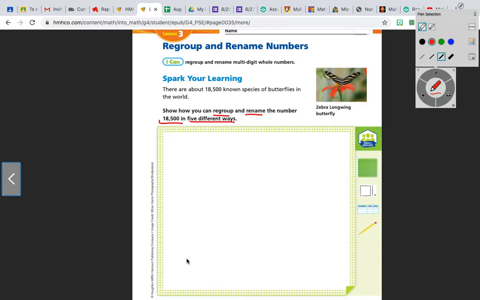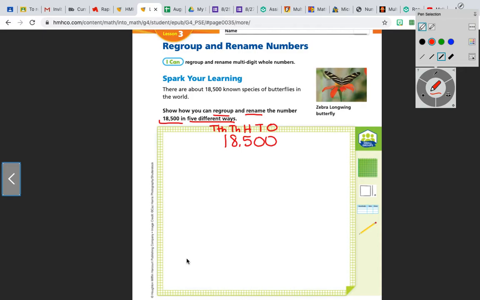So they've given us the number 18,500 in standard form. I'm going to write 18,500. That is in standard form. I want to label these so that I know, because we're working on place value. So I'm going to label this as my ones, my tens, my hundreds. The 8 is in the thousands place, and the 1 is in the 10,000s place. So I labeled it as 10,000s.